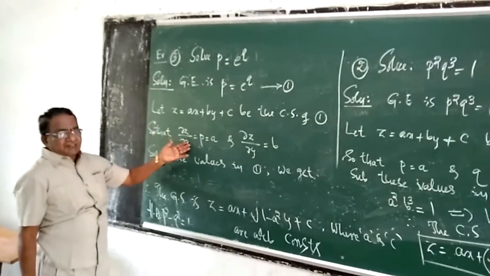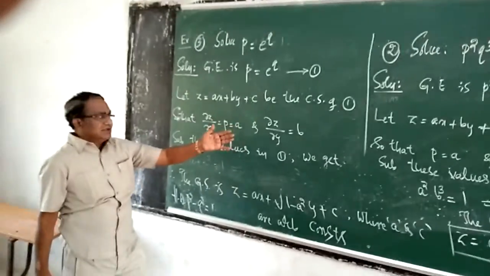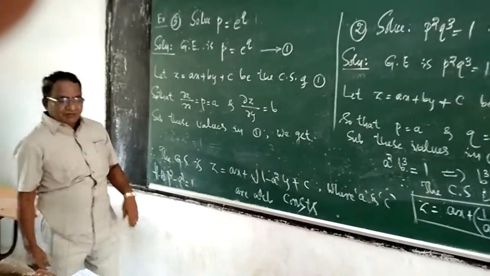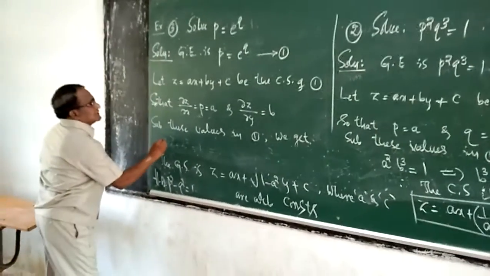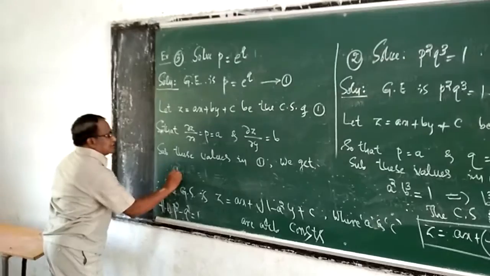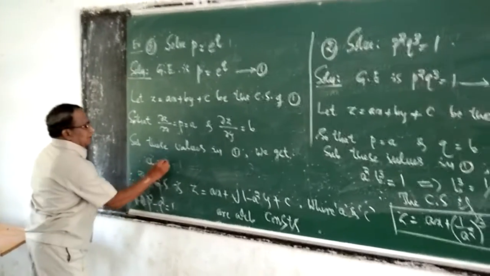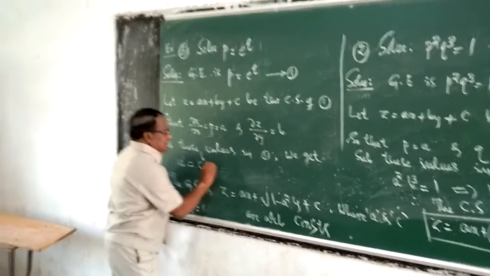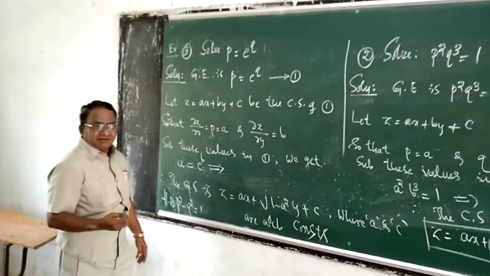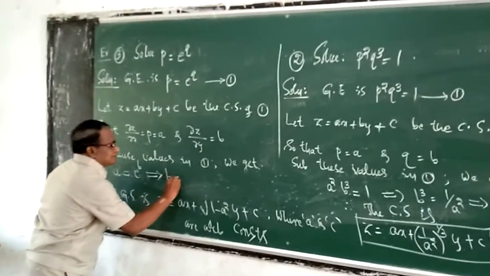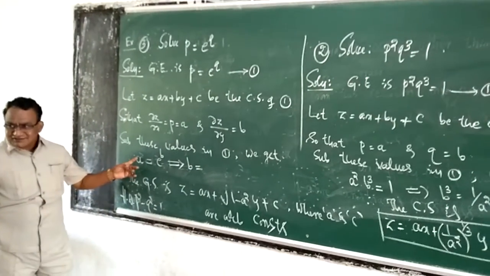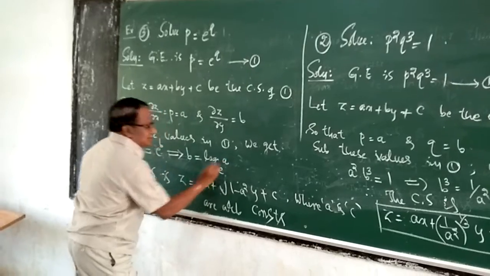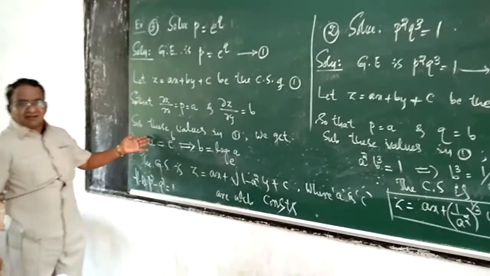So that dou z by dou x is equal to p is equal to a, and dou z by dou y is equal to b. Substituting these values in equation number 1, we get p is equal to, that is, a is equal to e to the power q, which is b. With the help of this, you have to find b. What is b now? Yes, correct. It is b is equal to log a to base e, by the very definition of logarithms.